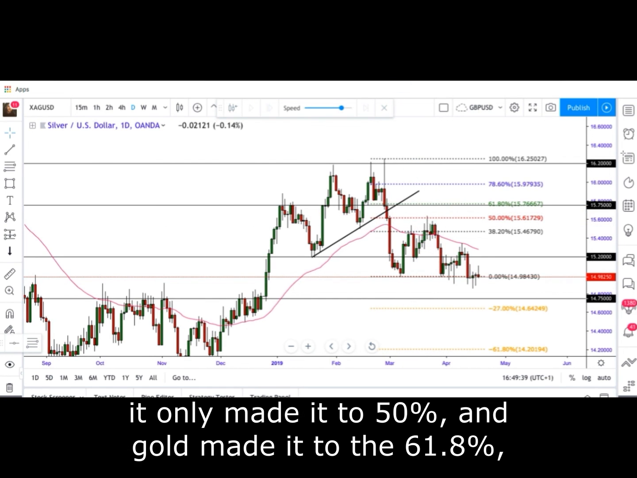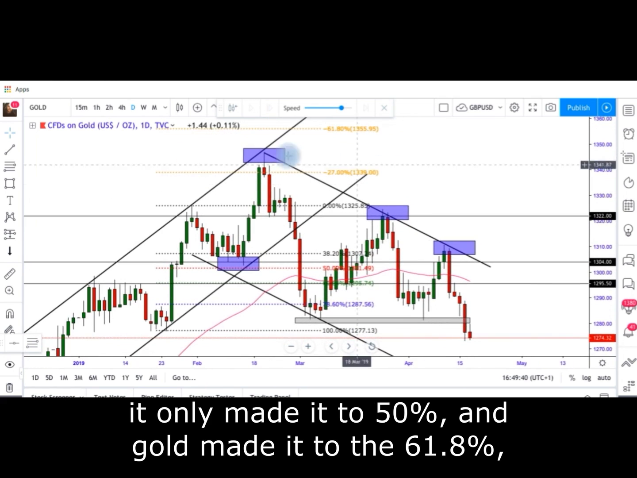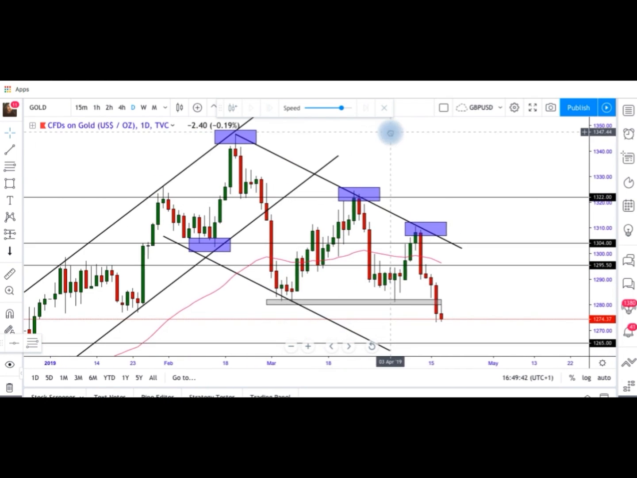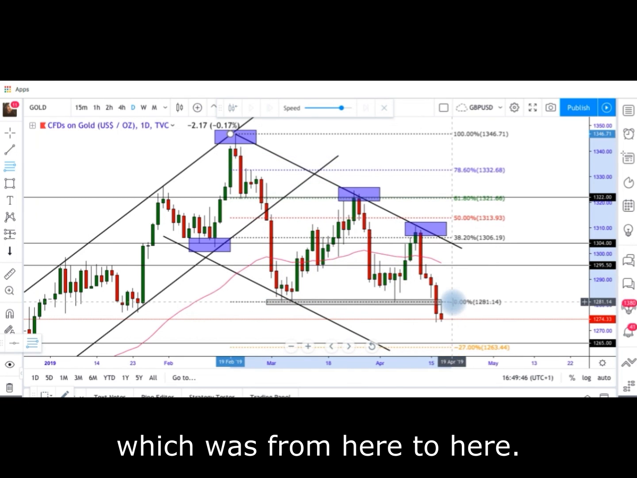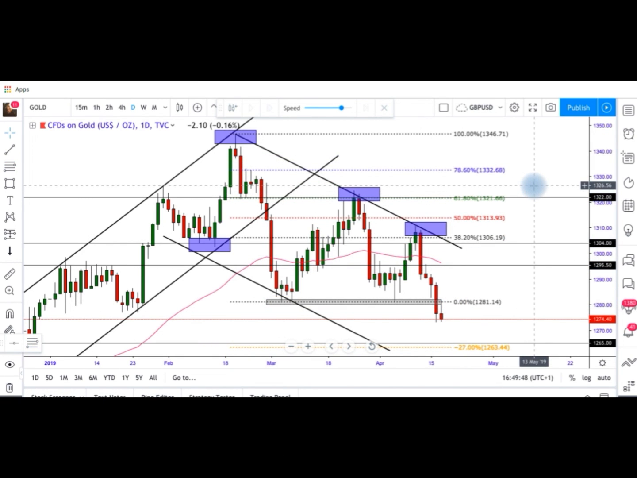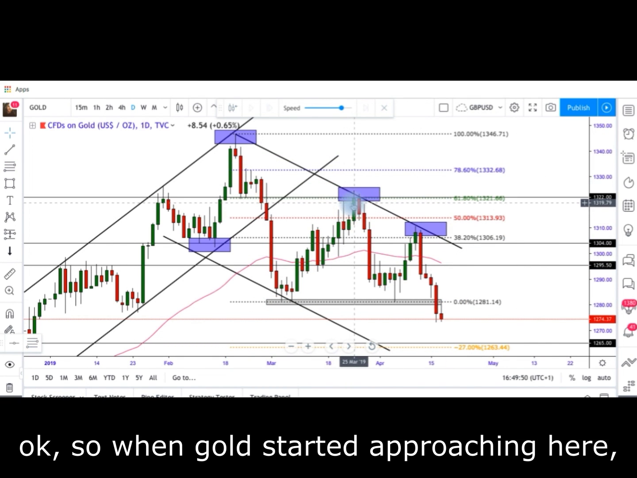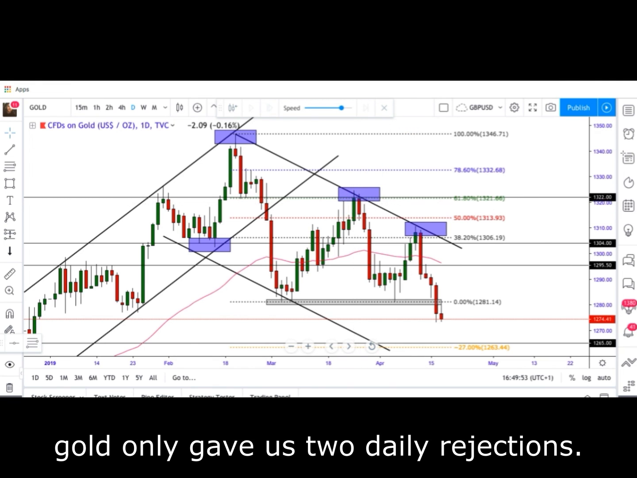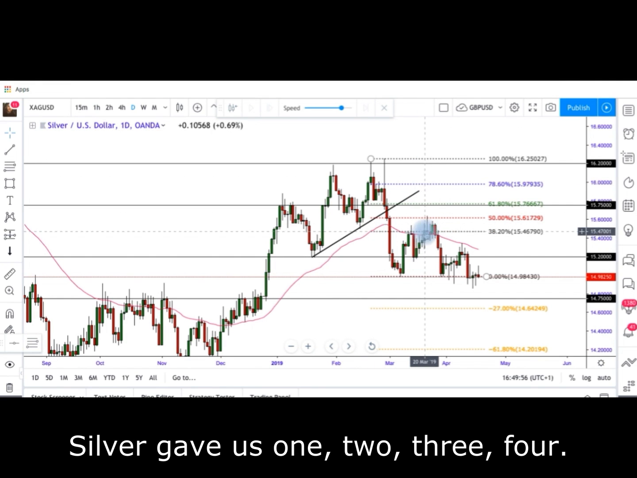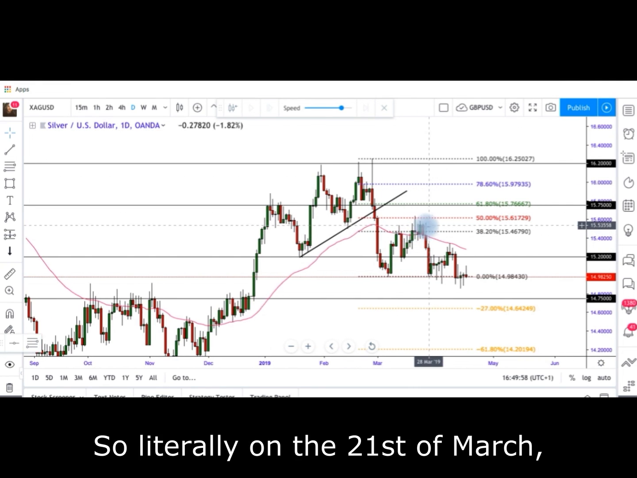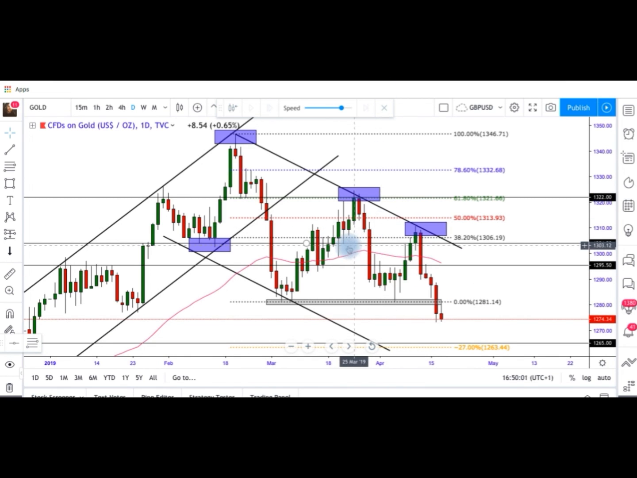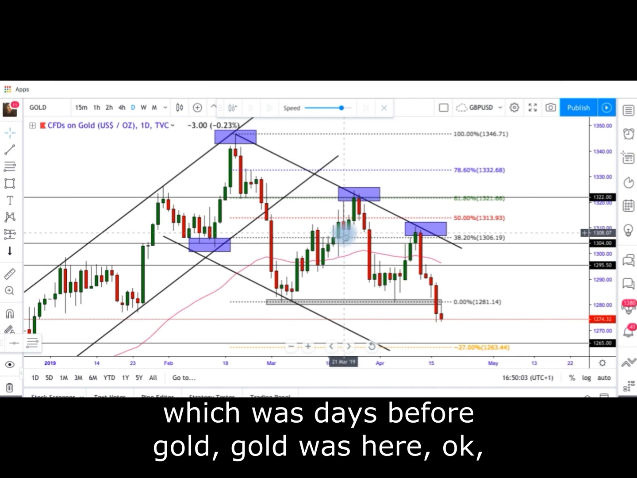It only made it to 50%. And gold made it to 61.8%, which was from here to here. Okay, so when gold started approaching here, gold only gave us 2 daily rejections. Silver gave us 1, 2, 3, 4. So literally on the 21st of March, which was days before gold was here.